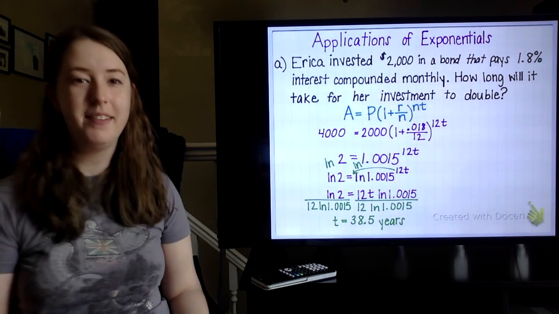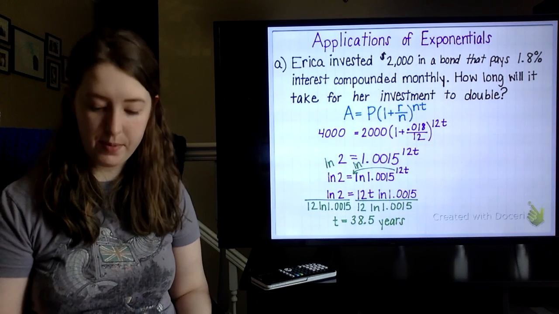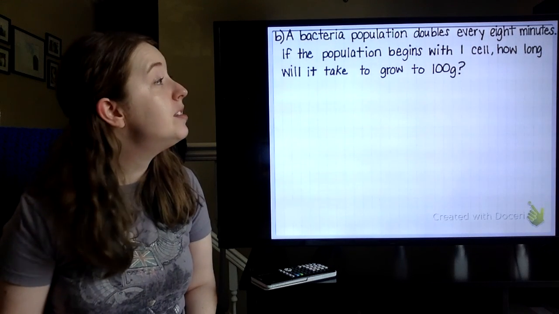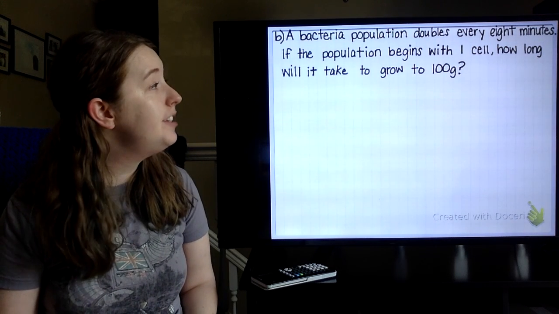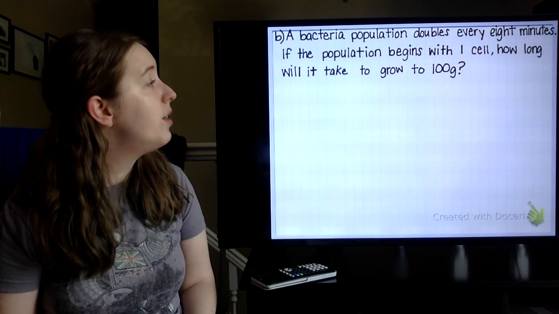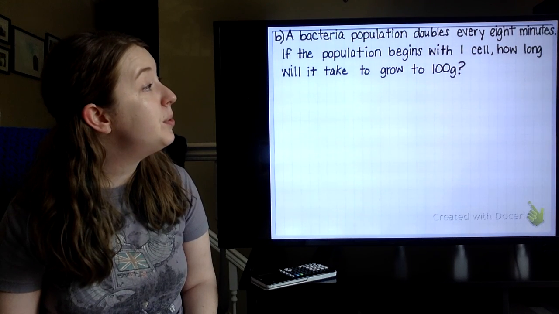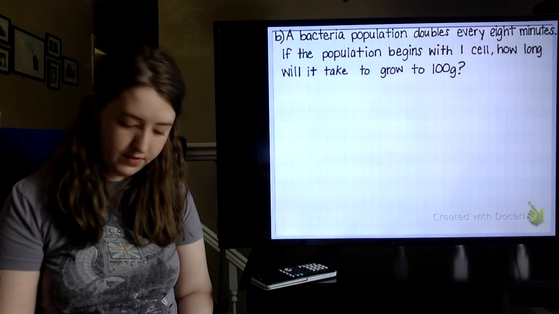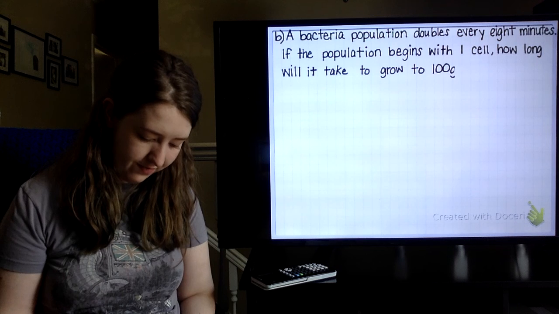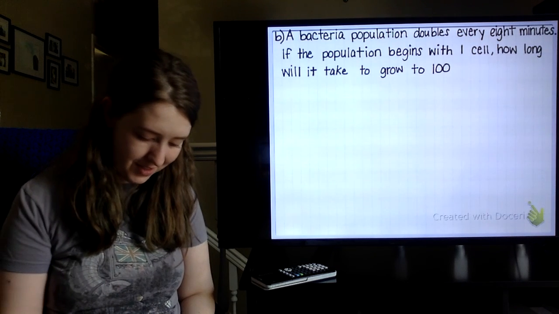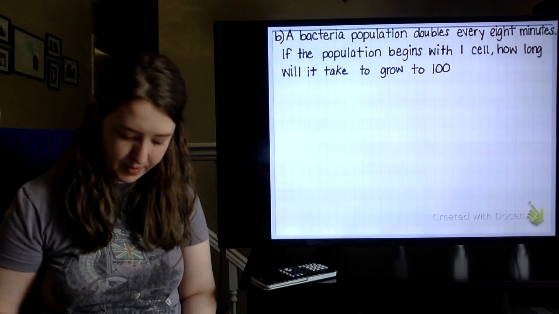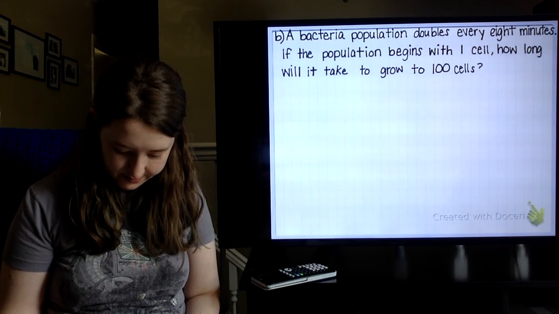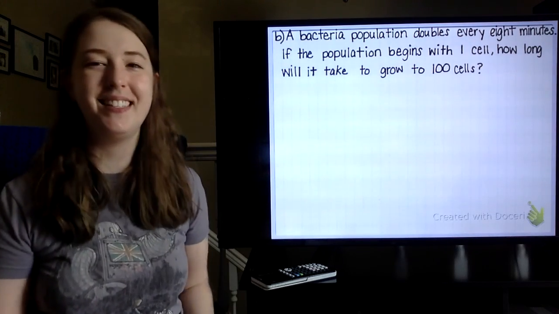All right, let's take a look at a couple more problems. A bacteria population doubles every 8 minutes. If the population begins with 1 cell, how long will it take to grow to 100 cells? I meant to put 100 cells, not grams. The next problem has to do with grams. That's supposed to be cells, but the spirit of the problem is the same.